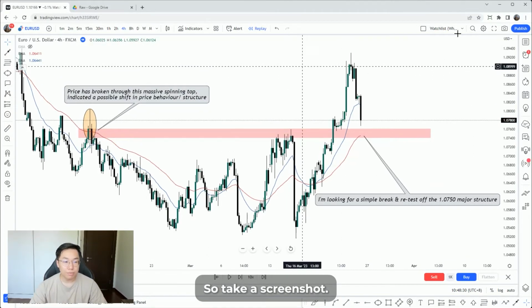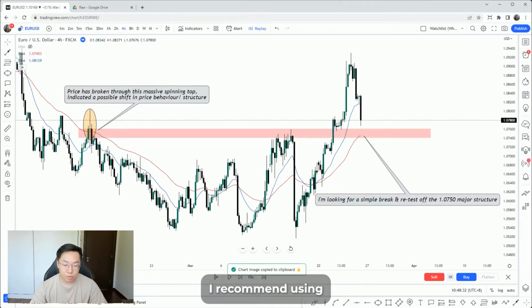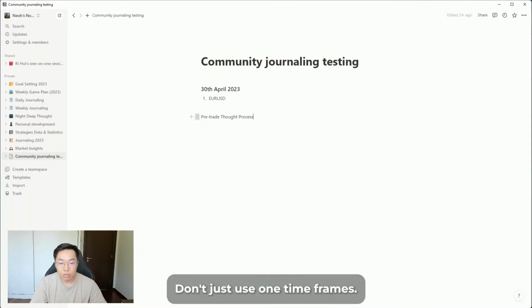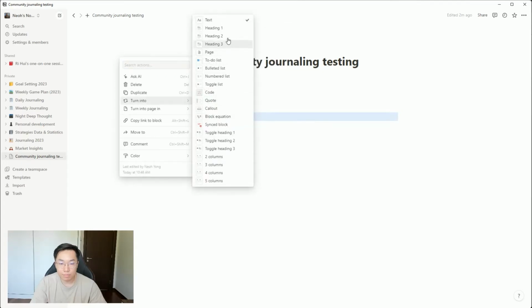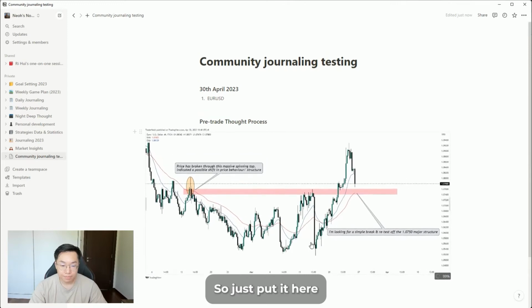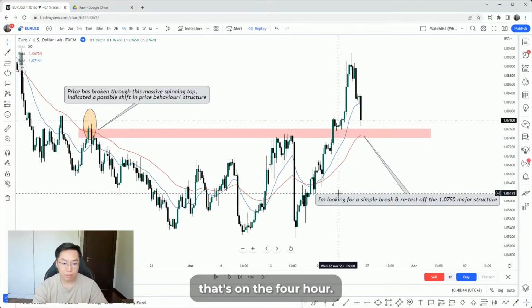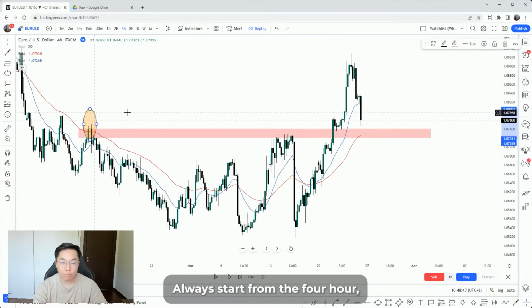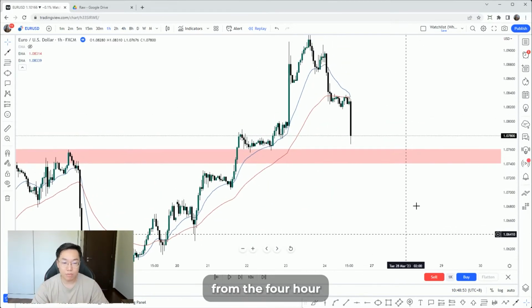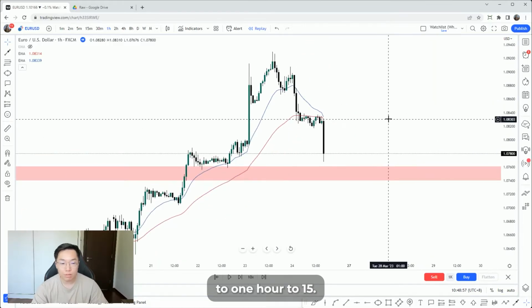So take a screenshot. I recommend using at least 2 time frames. Don't just use 1 time frame. All right. So just put it here, then go to the lower time frame. That's on the 4-hour. Always start from the 4-hour, especially as a day trader. It's not necessarily that you have to go to the daily, but I always recommend starting from the 4-hour to 1 hour to 15.